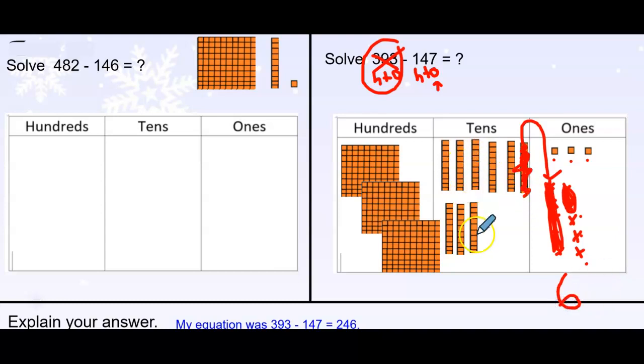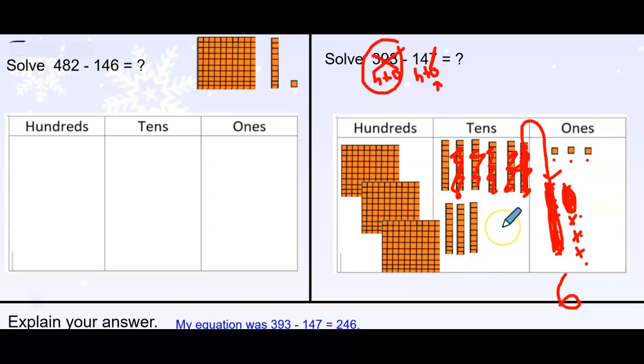Now let's move on to the tens place. We'll cross out this 7 ones because we're finished with that. Now, how many tens do we need to subtract? Yes, 4 tens. So let's scratch them off. Help me count. 1, 2, 3, 4. Great job, boys and girls.